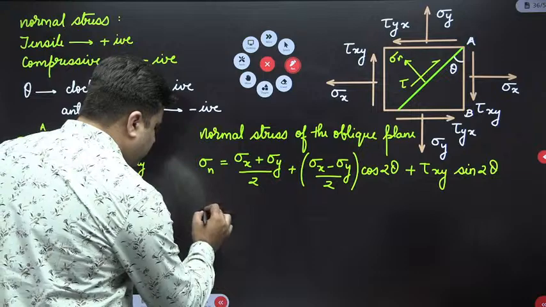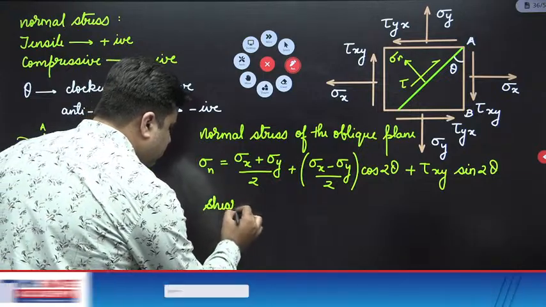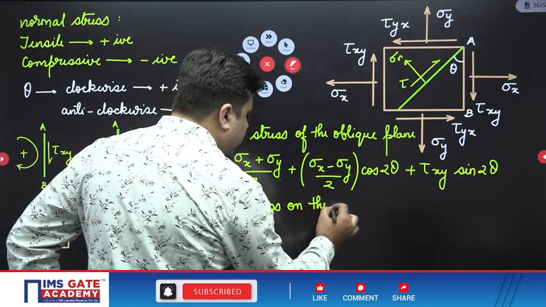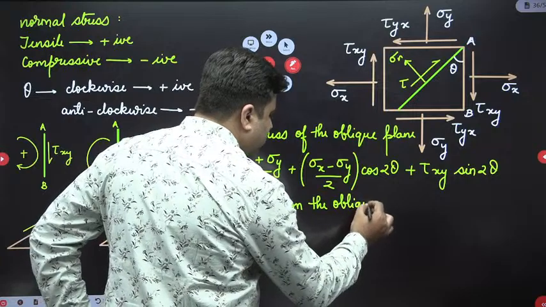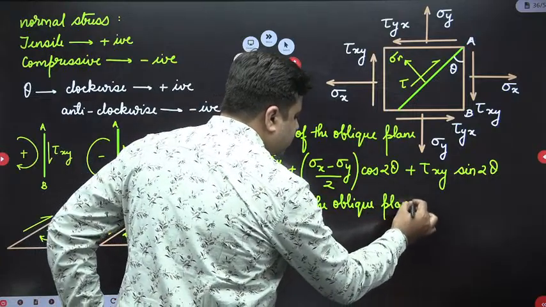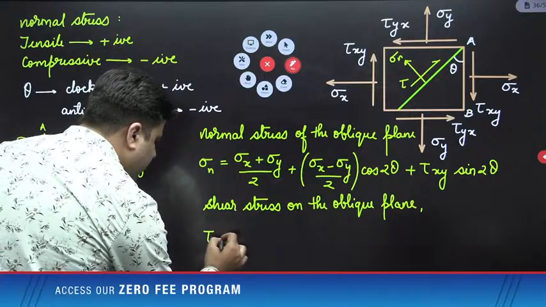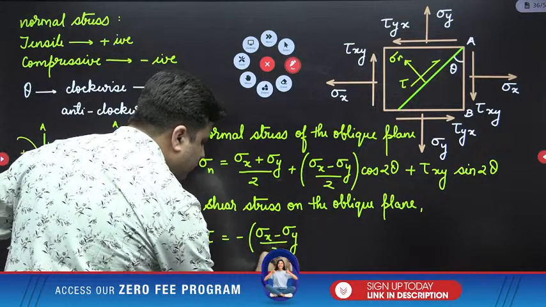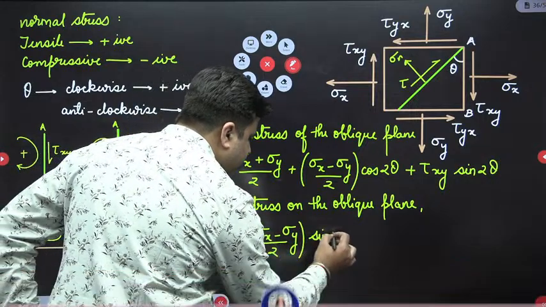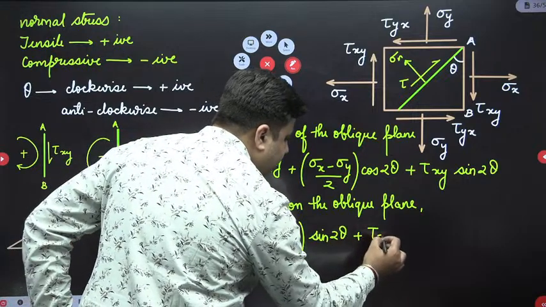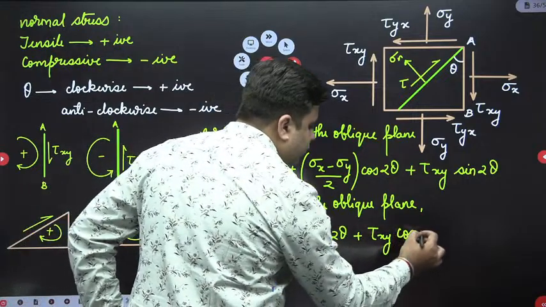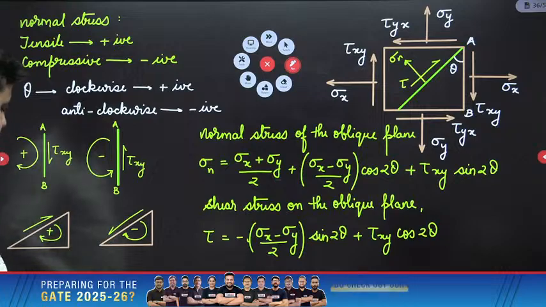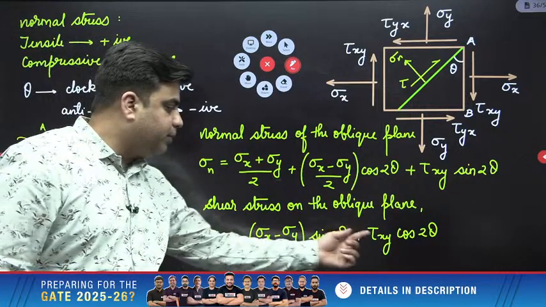Similarly, shear stress on the oblique plane, tau, is equal to minus of sigma x minus sigma y by 2 into sin 2 theta, plus tau xy cos 2 theta.